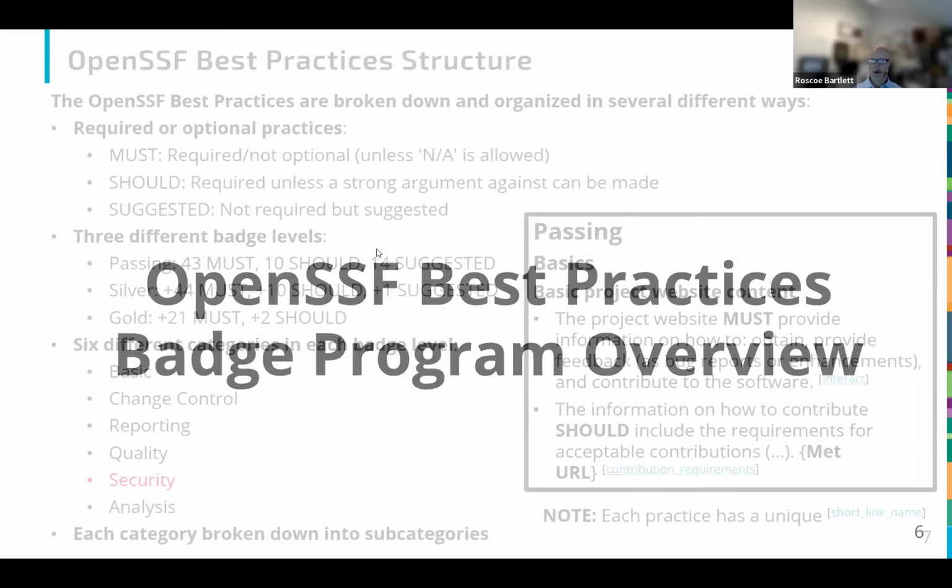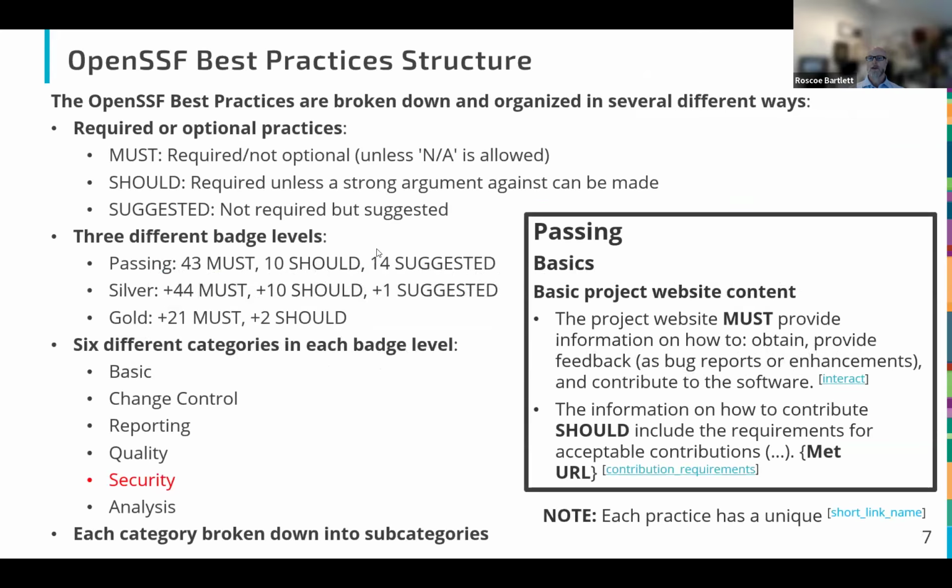Okay, so here's an overview. The basic structure of the practices is this. There are 3 different levels: passing, silver, and gold, and various numbers of different must, should, or suggested in each area. And the practices are broken down into 6 different categories, one of which is security. And each of those categories is broken down into subcategories.